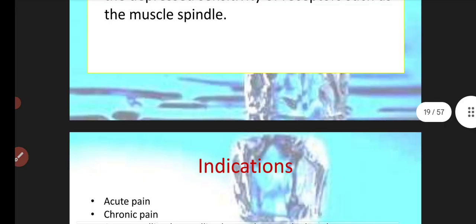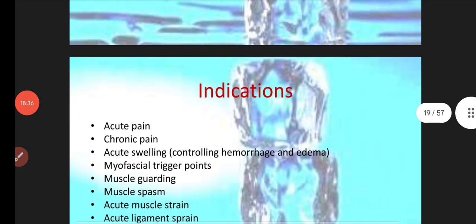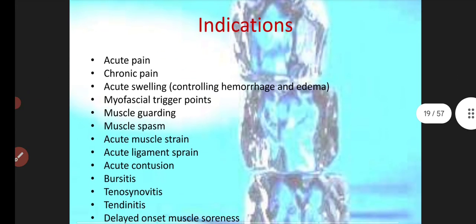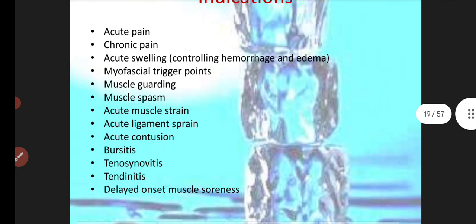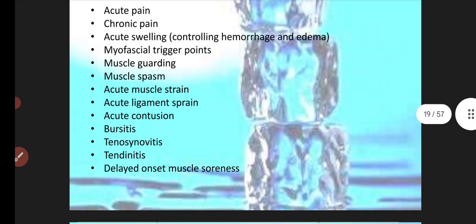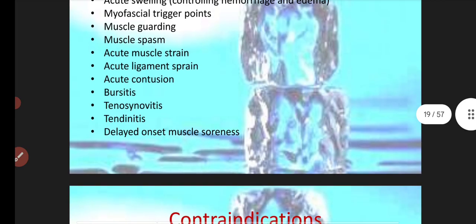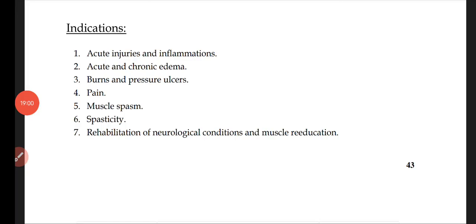Okay. Next are the indications of cryotherapy: acute pain, chronic pain, acute swelling, controlling hemorrhage and edema, myofascial trigger points, muscle guarding, muscle spasm, acute muscle strain, acute ligament sprain, acute contusion, bursitis, tenosynovitis, tendinitis, delayed onset muscle soreness or DOMS. Extra indications are burns and pressure ulcer, and the rehabilitation of neurological conditions and muscle re-education.